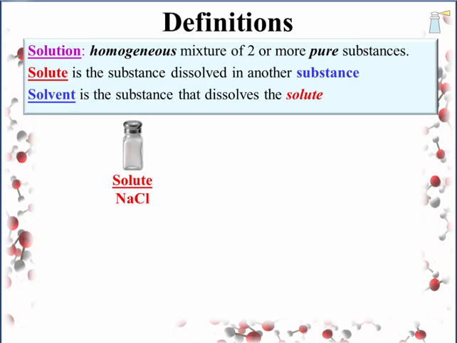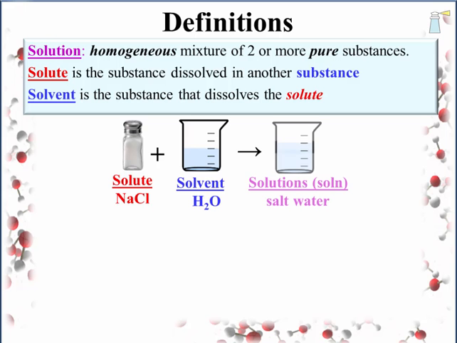Perhaps the most familiar solution begins with the solute of salt, sodium chloride. Equally familiar is the solvent H2O, water. Adding salt to water, with perhaps a bit of stirring, creates the solution salt water. Solution is often abbreviated SOLN. The salt is dissolved or dissociated in the water, and together they form a solution.